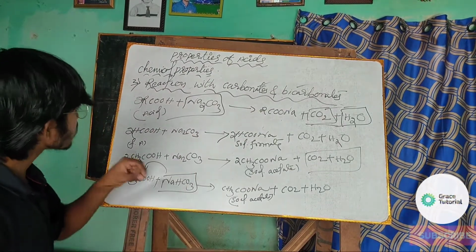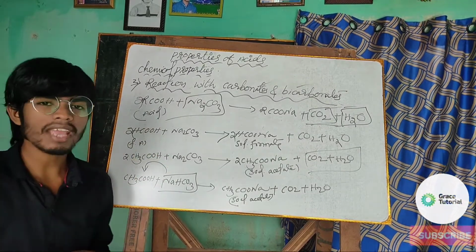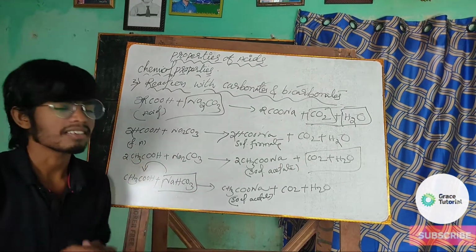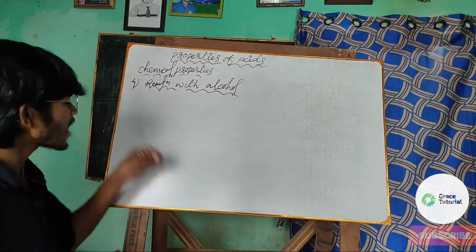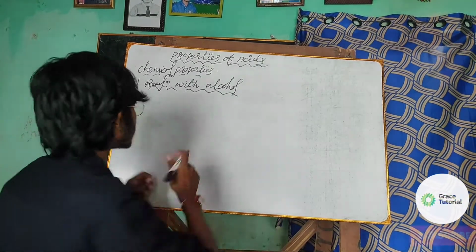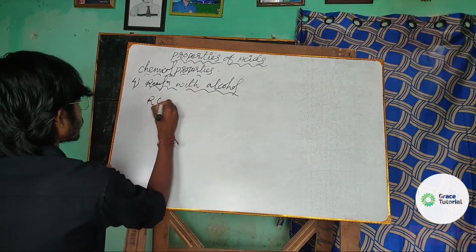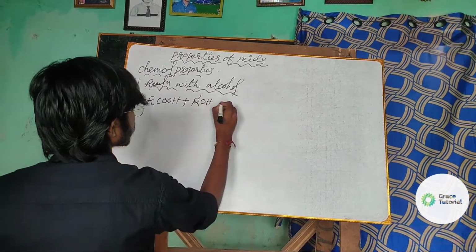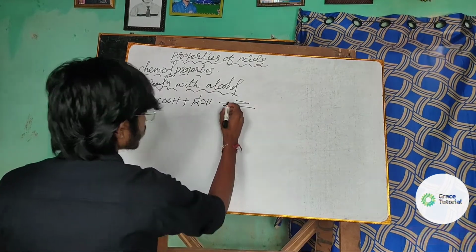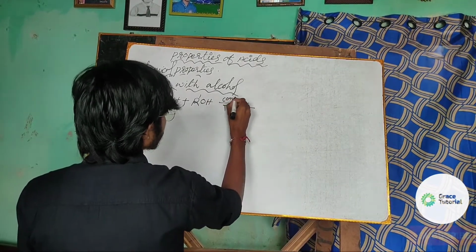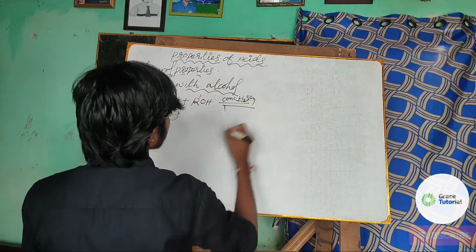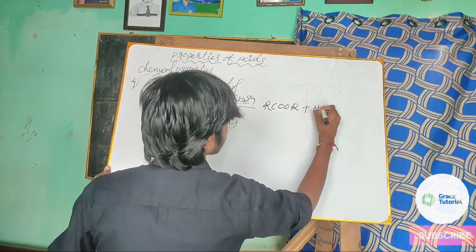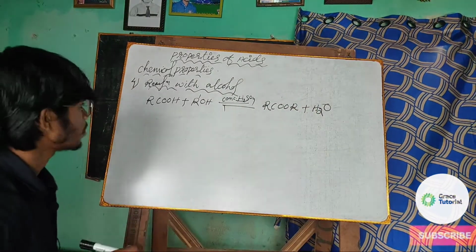Now we will look at the next chemical reaction, that is the fourth chemical reaction. When the acid reacts with alcohol, what happens? We'll see. Suppose we have acid RCOOH. When this acid reacts with alcohol, reversibly, in the presence of concentrated sulfuric acid, then it gives ester along with a water molecule. How?